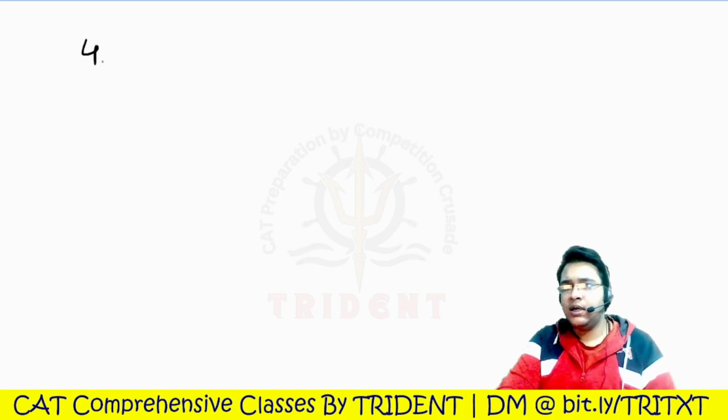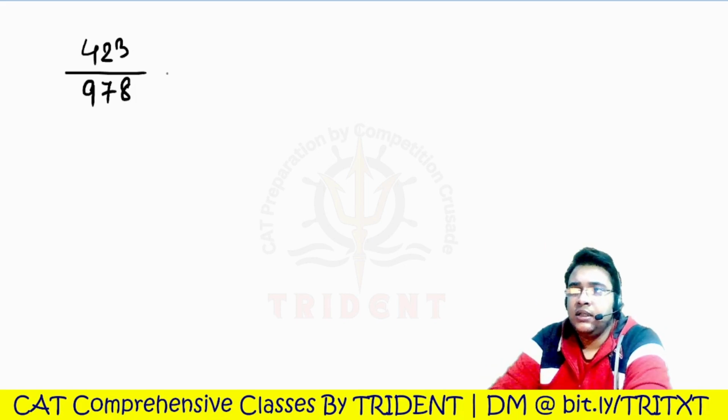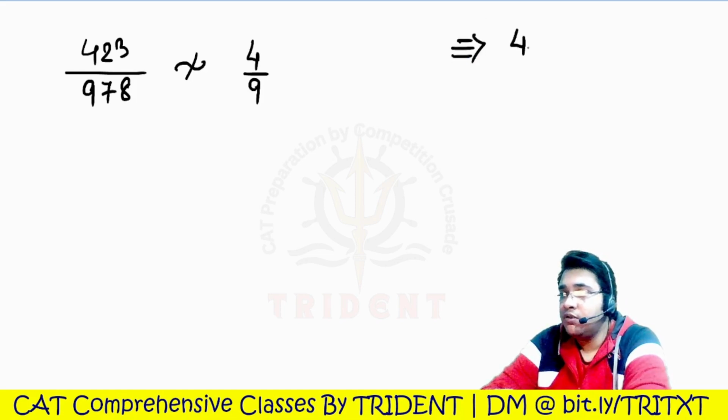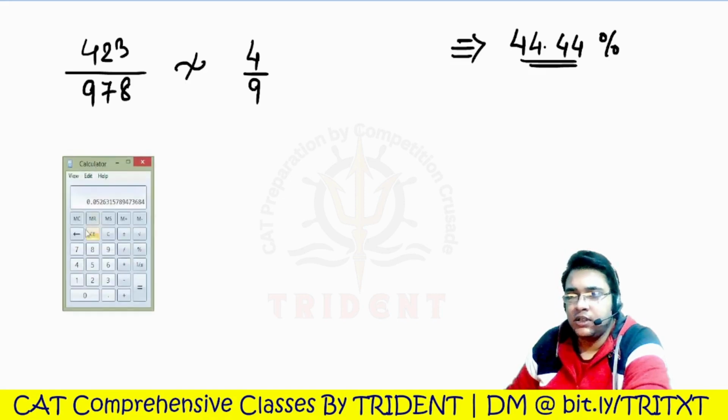So let's say 423 and 978, a number like this. Now, this is definitely not going to be equal to 4 by 9. Do we remember what 1 by 9 is? 1 by 9 is 11.11%. 4 by 9 should ideally be equal to 44.44%. Okay. Now, I will take out the calculator and tell you the exact value.